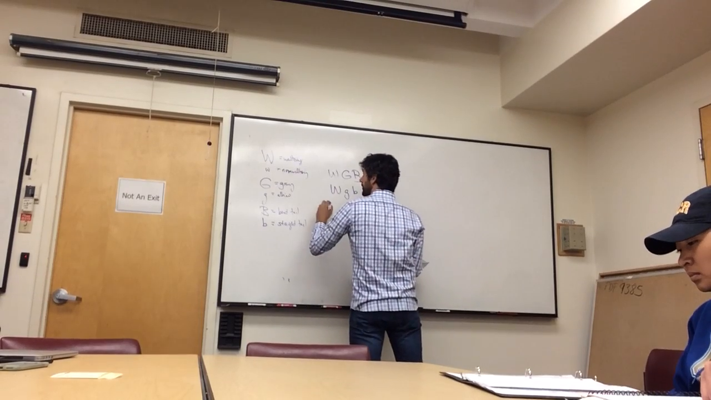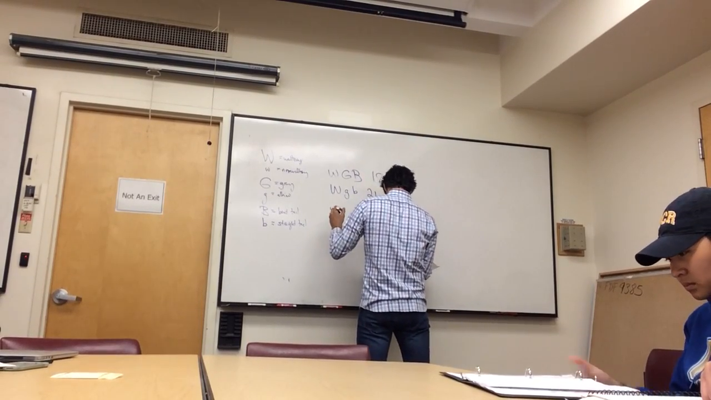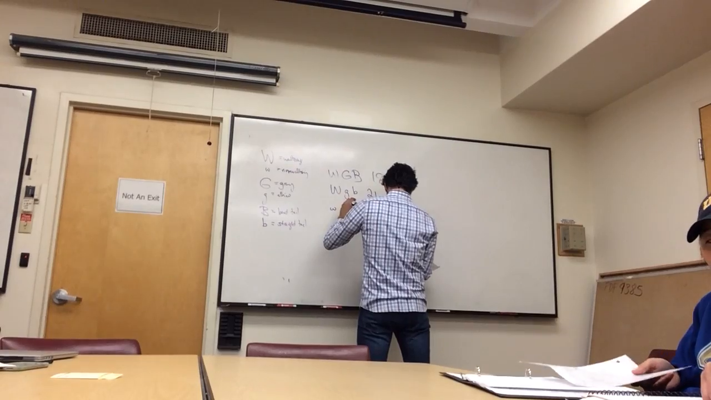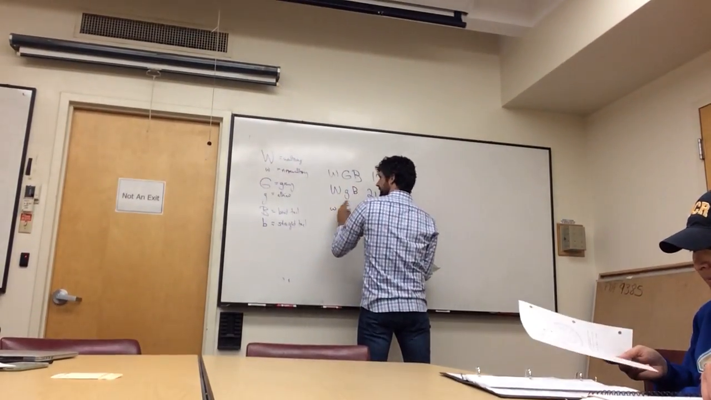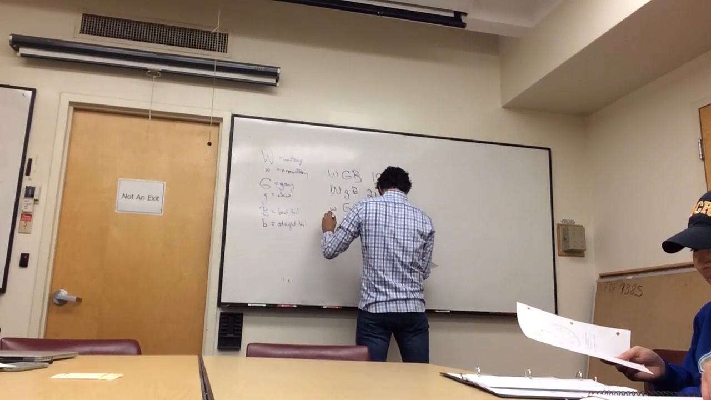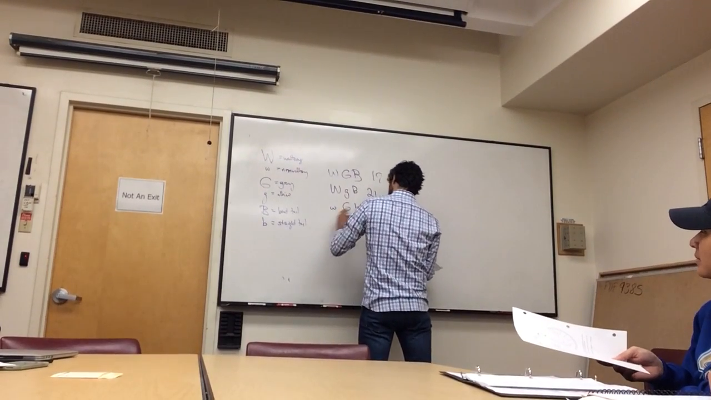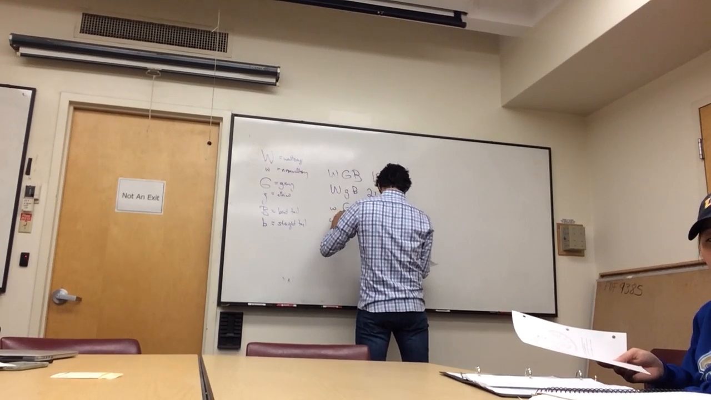We have non-waltzing, so little w, gray, straight. Oh, I did this wrong. 18 of those, non-waltzing.